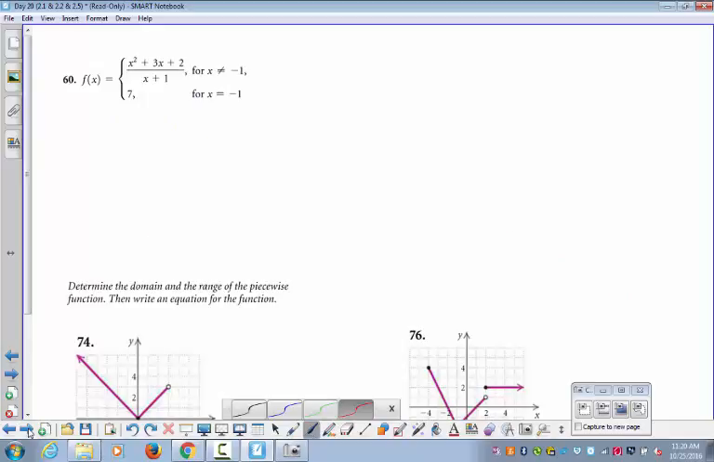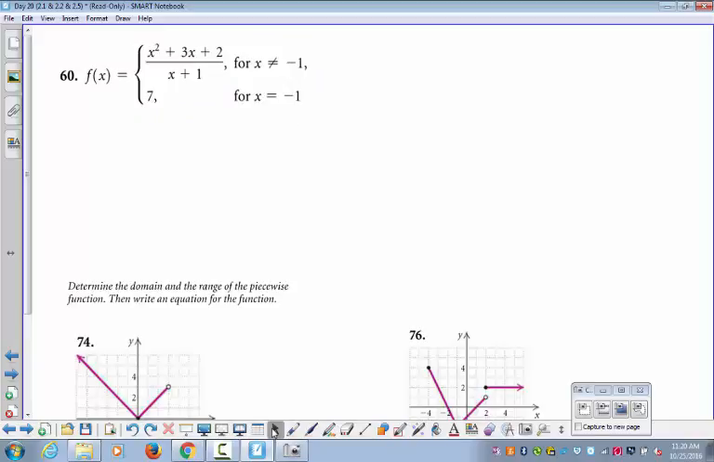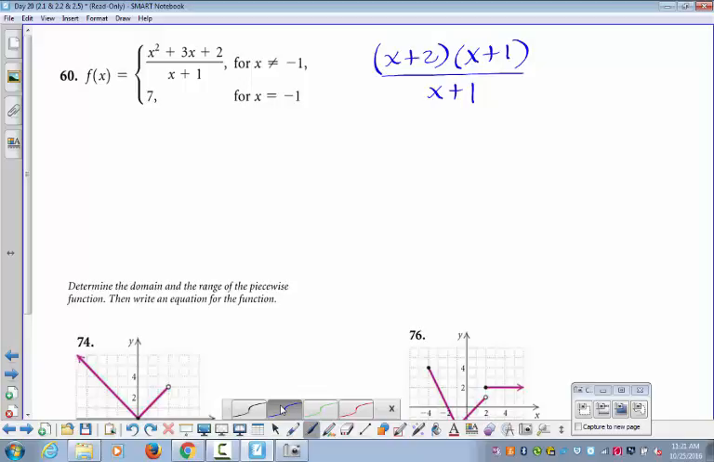All right, let's do one harder one. The top piece, the first piece, is a rational function. And you should remember from college algebra that rational functions have asymptotes and possible holes and all sorts of crazy things. The thing that I like to do with rational functions is factor if possible. And do you see that the numerator factors into that?